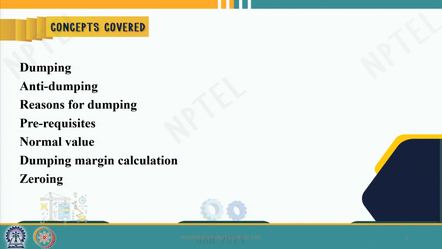So, in this class, we will talk about anti-dumping. First we have to understand what is dumping, then we will see what anti-dumping duties are, and why people try to dump products in other markets. Dumping not in the colloquial meaning, but what it means under trade law. Then what are the prerequisites for imposing anti-dumping duties? Then we will see the components of finding dumping, like normal value, and how the dumping margin is calculated, and some of the methodologies used by countries for the calculation of the dumping margin.